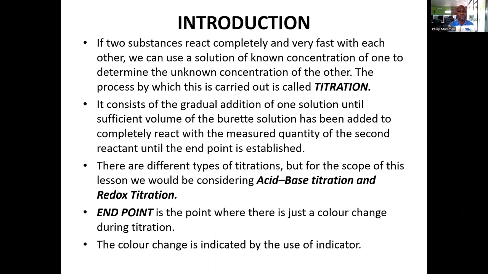Now, if two substances react completely and very fast with each other, we can use a solution of known concentration to determine the concentration of the other, the unknown. The process by which this is carried out is called titration. So you can use the concentration of a known solution to determine the concentration of an unknown solution.